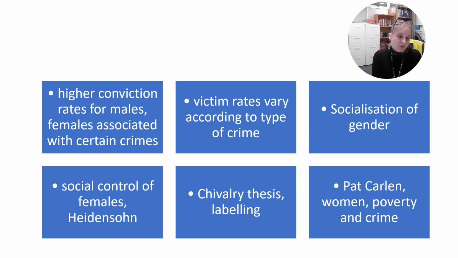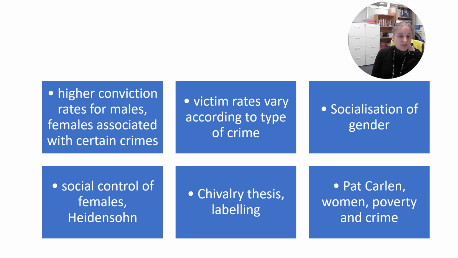You've got socialisation of gender, this idea that men are socialised to be a little bit more aggressive, a little bit more physical, all of those sorts of things. Women are much more gentle. Again, that ties in with the chivalry thesis. Again, we've got the idea that often females are not convicted of crimes. We've got social control of females, this idea that women are often made to take up a lot of their time doing the triple shift and that sort of thing. So women are controlled and therefore don't have time to do their crimes, but they're also judged much more highly.